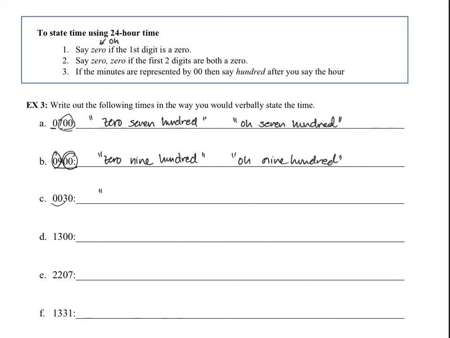So for C, let's see, we have the double 0 in the front. So we're going to say 0, 0, from step 2 right there. 0, 0, and then the 30 at the end. And then for D, that's going to be 13, and then we have the 2 zeros left at the end, so 1300.